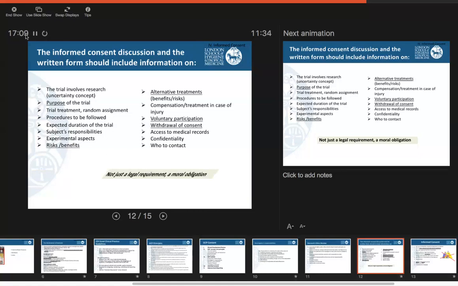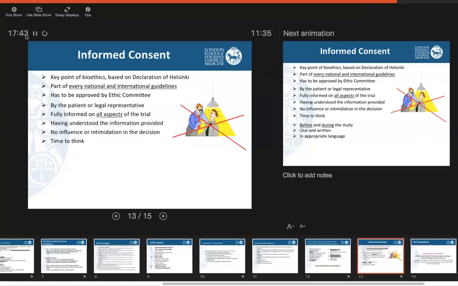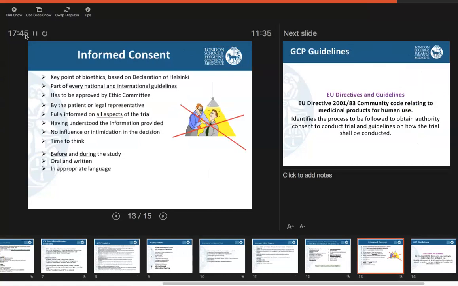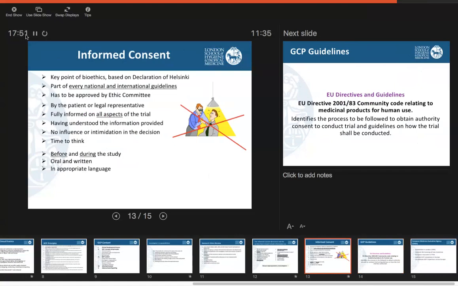For drug trials, this is actually a legal requirement, but it's also very much a moral obligation. There's no way that all these evaluations can be policed by someone, so a lot of it is really dependent on the PIs to be compliant. And so for the informed consent, as you can see from this figure, there must be no coercion. You must not tempt them.